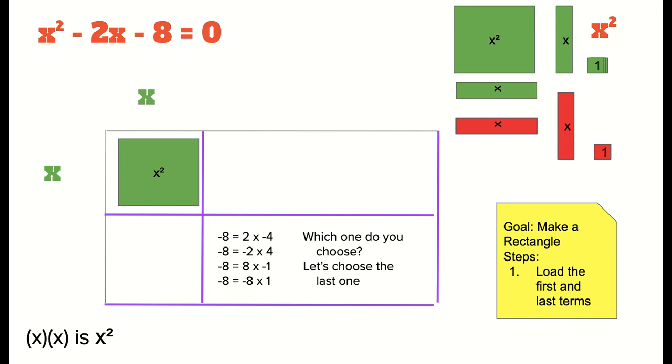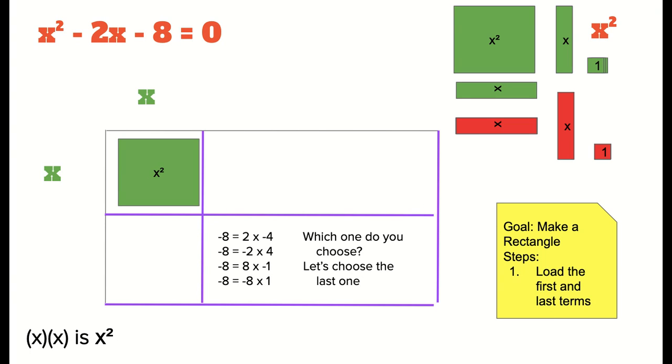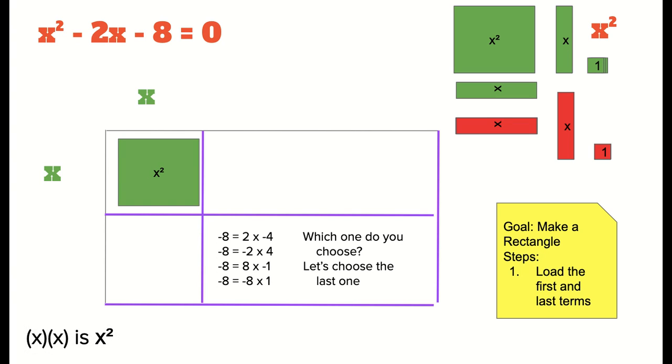And we start out by making a rectangle, and we're going to load the first term of the quadratic and the last term. So here's x squared, that's loaded already, and here we're going to load the last one, but we need to know which way we're going to load the last one. In order to get negative 8, are we going to multiply 2 times negative 4, negative 2 times 4, 8 times negative 1, negative 8 times 1? Which one do you choose? Let's just choose the last one. We're just choosing any one, so we're going to choose the last one.